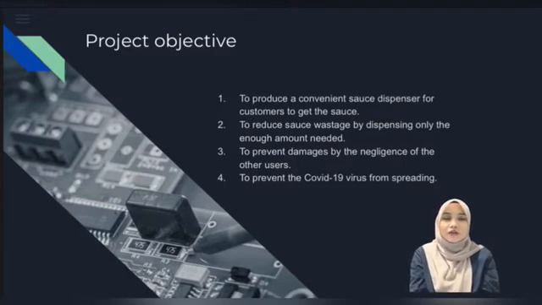The last objective of this project is to prevent the COVID-19 virus from spreading, as we know that the COVID-19 virus is the most popular virus in the world now, and it can spread through physical contact and also through the air.